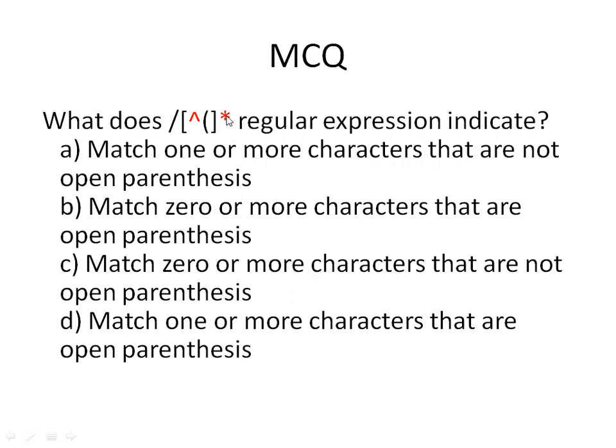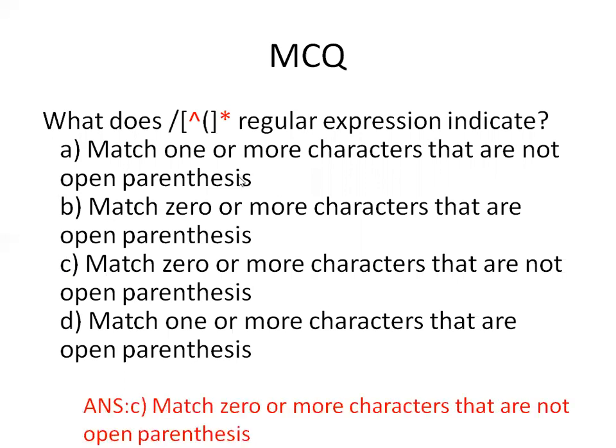Next, what about the star? As we all know, what is the meaning of star? Star is nothing but 0 or more instances. So where is the 0 or more instance in options A and C? Option C only is having the 0 or more characters. Therefore, match 0 or more characters that are not open parenthesis. So this is the description of the above regular expression. Therefore, option C is the correct answer. Star means 0 or more. This caret refers to not. So these two phrases come in option C. That's why option C is the correct answer.